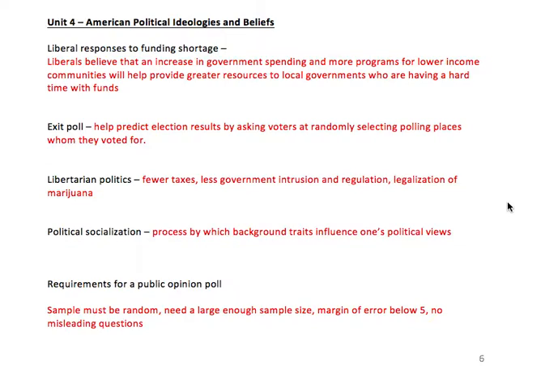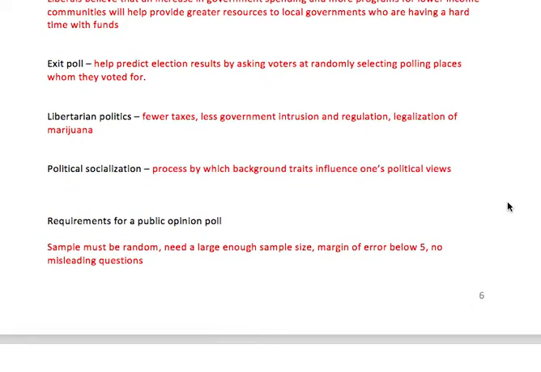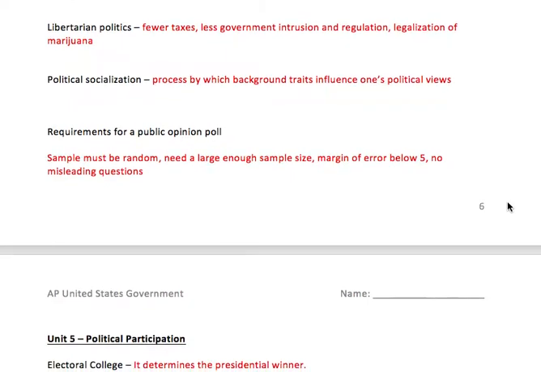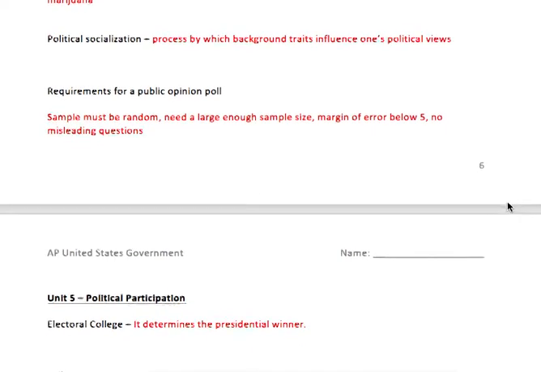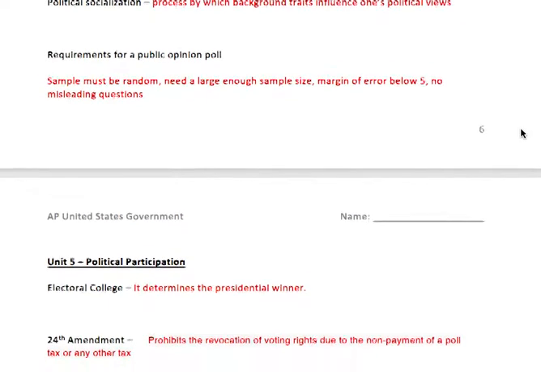An exit poll, when individuals go to vote, and then people sit outside the polling places and ask them who they voted for, so it's trying to predict the results. When you look at libertarian politics, they want fewer taxes, less government intrusion. Your political socialization is your background traits and how they influence your political views. Number 1 there is your family.